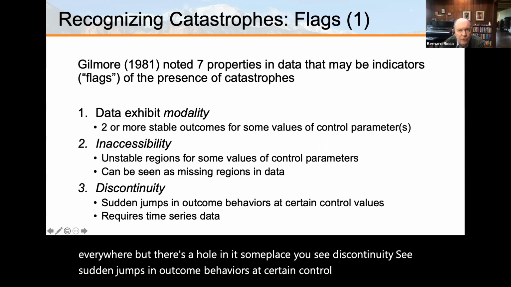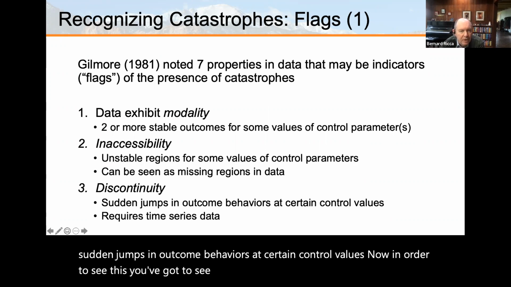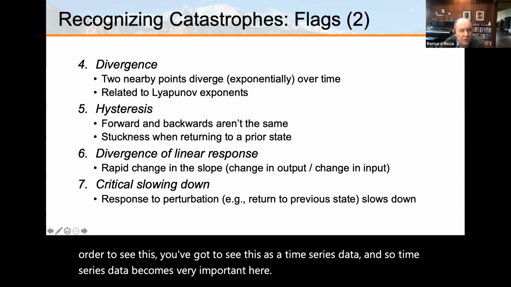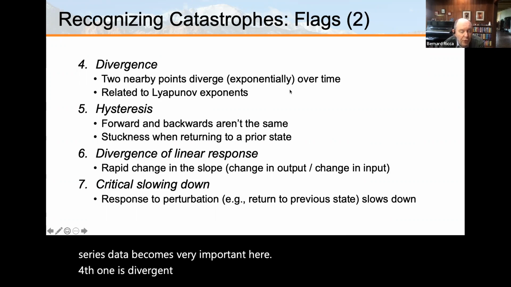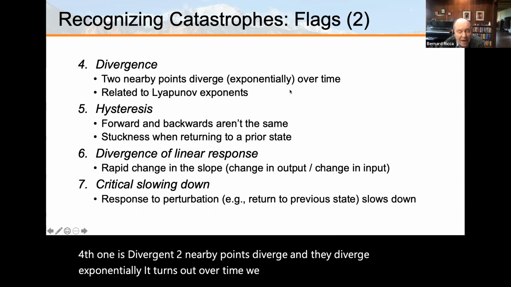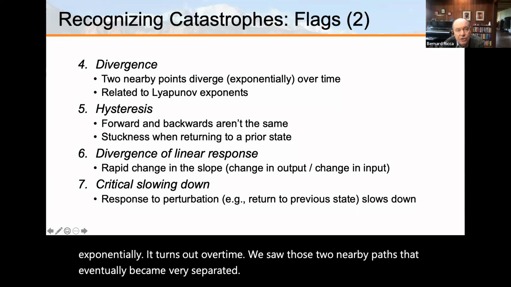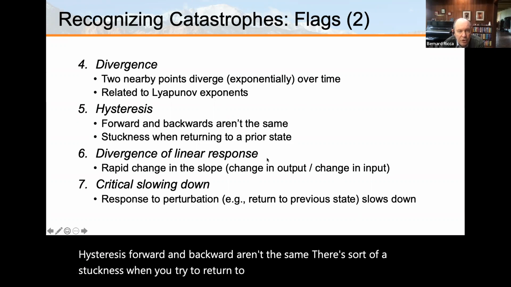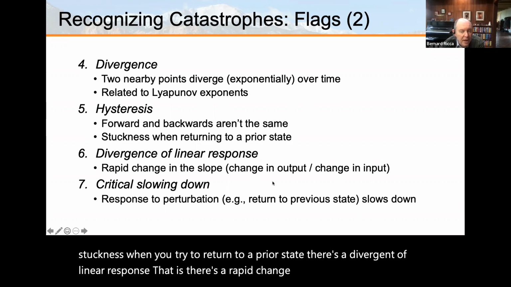Now, in order to see this, you've got to see this as time series data. And so time series data become very important here. Fourth one is divergence. 2 nearby points diverge, and they diverge exponentially, it turns out, over time. We saw those 2 nearby paths that eventually became very separated. Hysteresis: forward and backward aren't the same. There's sort of a stuckness when you try to return to a prior state. There's a divergence of linear response. That is, there's a rapid change in the slope at some point.